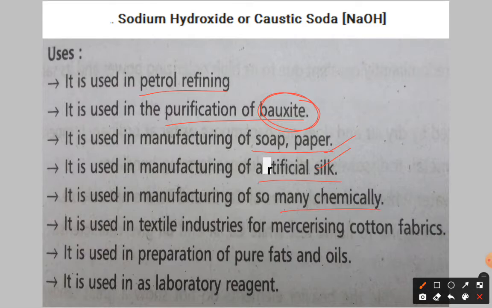It is also used in the textile industry for mercerizing cotton fabrics. Mercerizing means that for shining of cotton fabrics we use sodium hydroxide. It is also used for the purification of fats and oils, and in the lab we use it as a reagent. These are the uses of sodium hydroxide. So this is about sodium hydroxide.